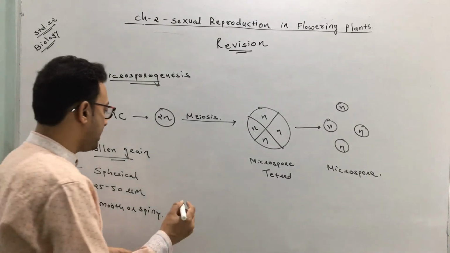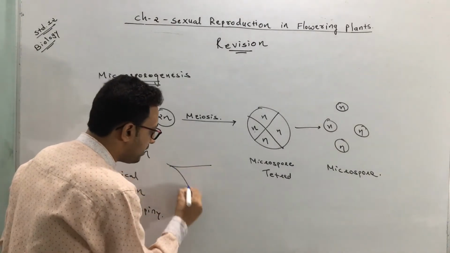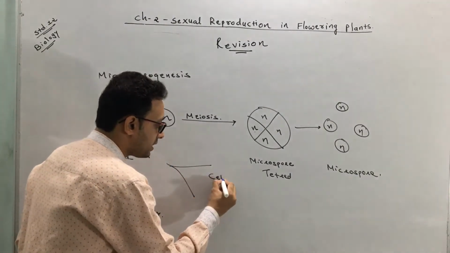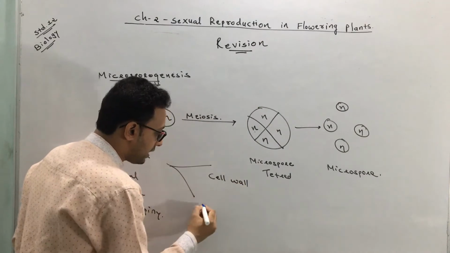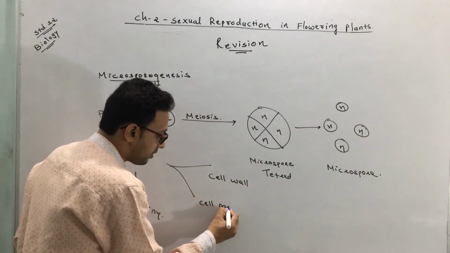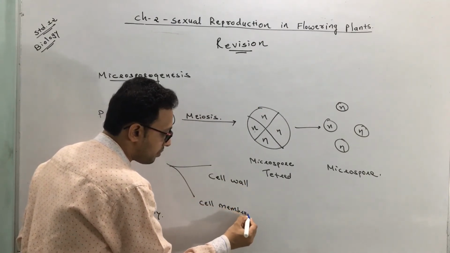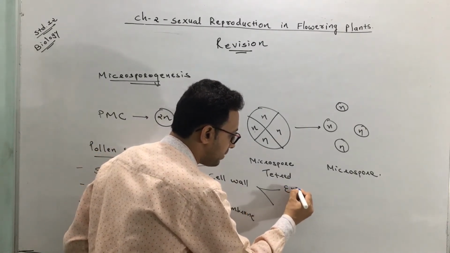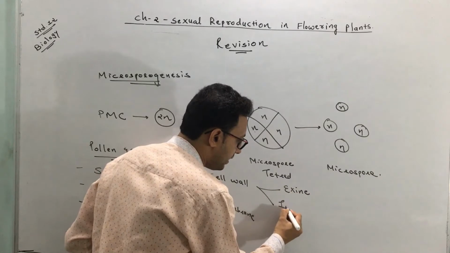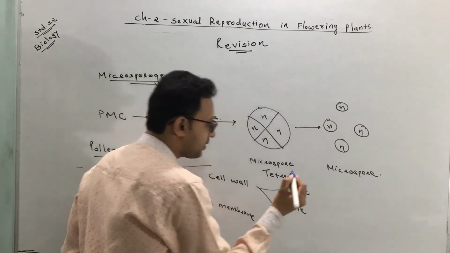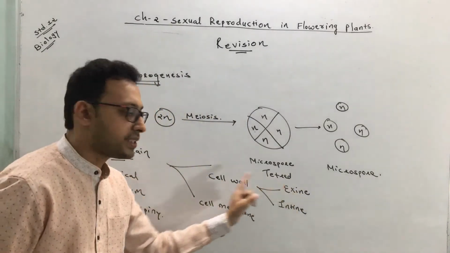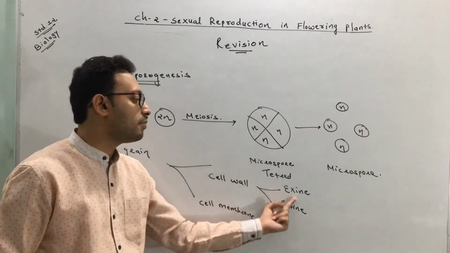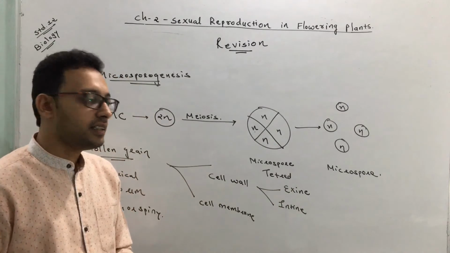Okay, this pollen grain consists of how many layers? It consists of 2 layers. Okay, one is called the cell wall, and the second one is called the cell membrane. You can also call it the plasma membrane. The cell wall consists of 2 layers. The cell wall of pollen grain is made up of 2 layers, exine and intine. Exine is the outer layer of the cell wall, intine is the inner layer of the cell wall.